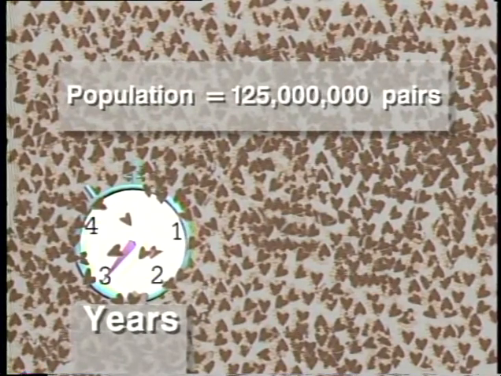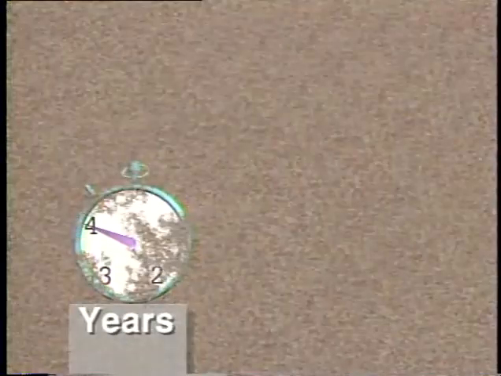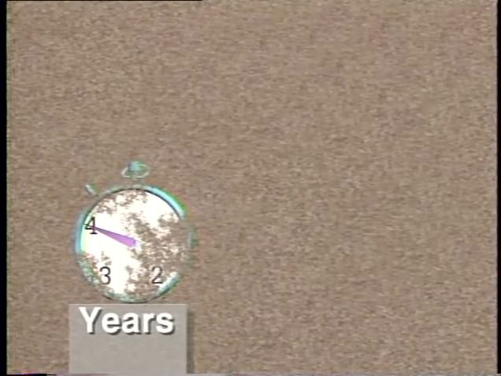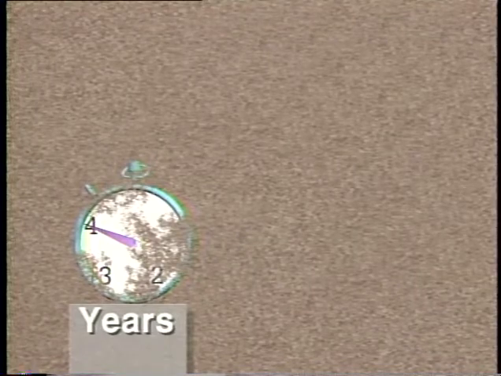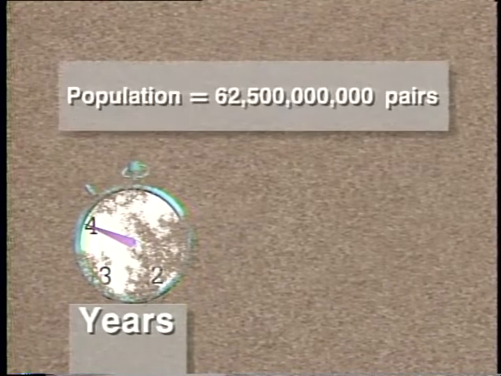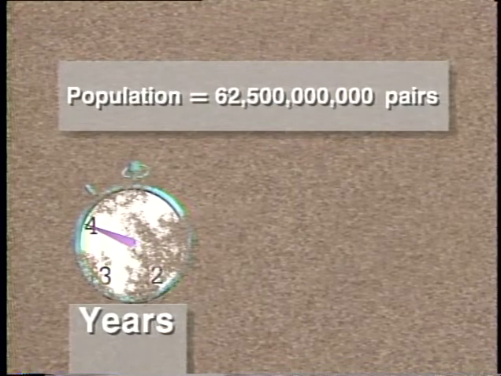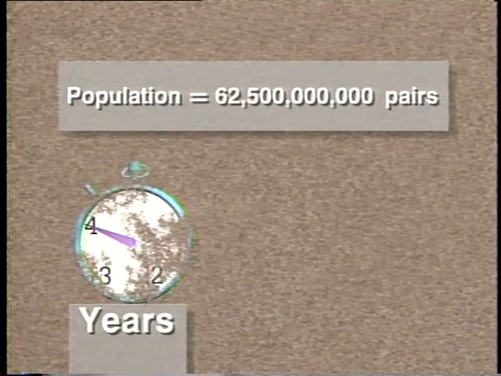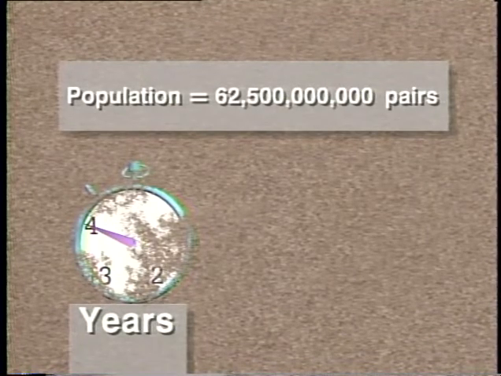This kind of increase, when an amount is multiplied by a fixed number in each time period, is called exponential growth. As we can see, exponential growth is explosive. At the rate our moths are reproducing, there will be about 62 billion pairs in the fourth year. What we've just seen is potential growth. But does the real-life population of gypsy moths actually follow an exponential pattern?